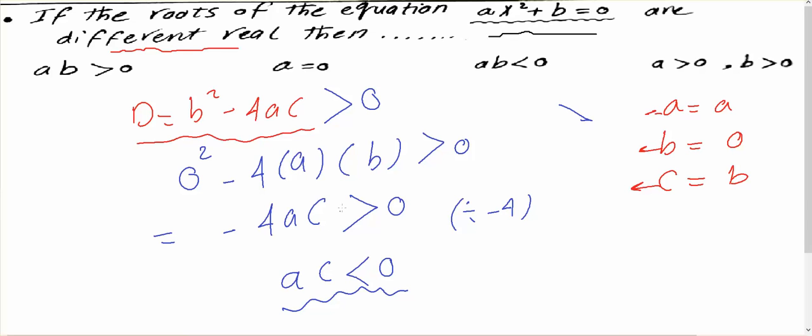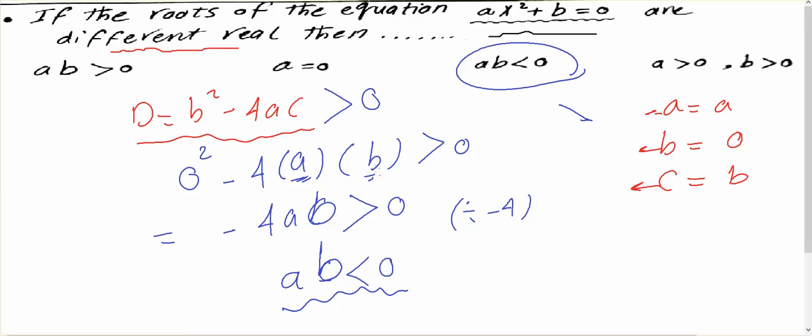Here a, b: we can write a as b, negative 4ab, and c we can write as b. So ab smaller than 0. ab smaller than 0, the third choice.